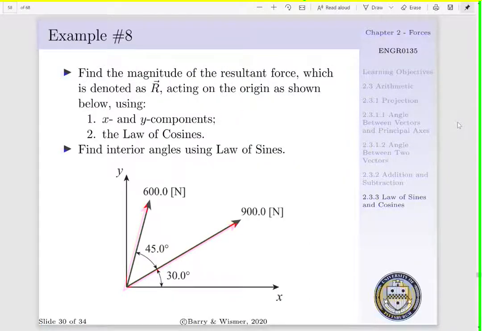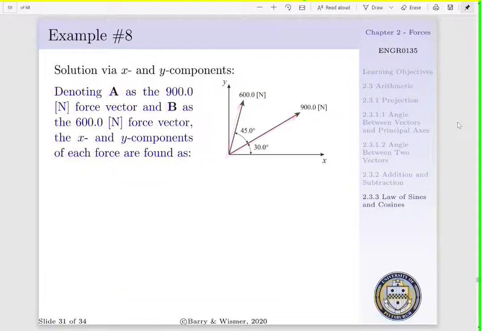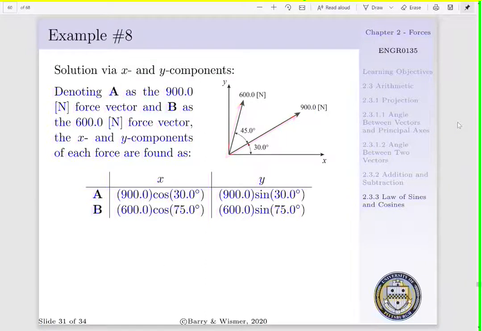Now, in example 8, we want to find the magnitude of our resultant force R using x and y components of our constituent force vectors, as well as the law of cosines. And we want to find our interior angles using the law of sines. To begin, we will denote A as our 900.0 Newton force and B as our 600.0 Newton force, and we will find our x and y components as follows.